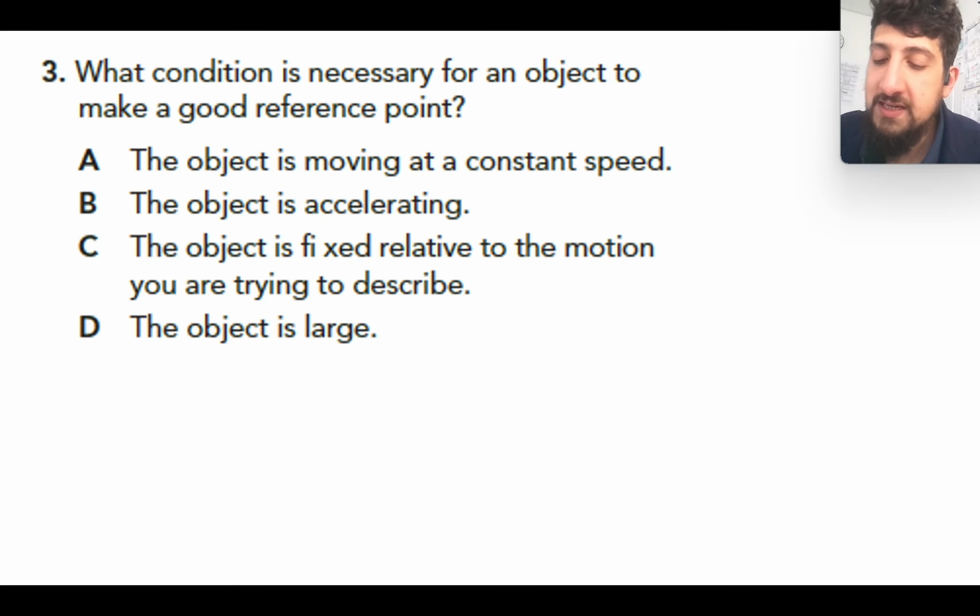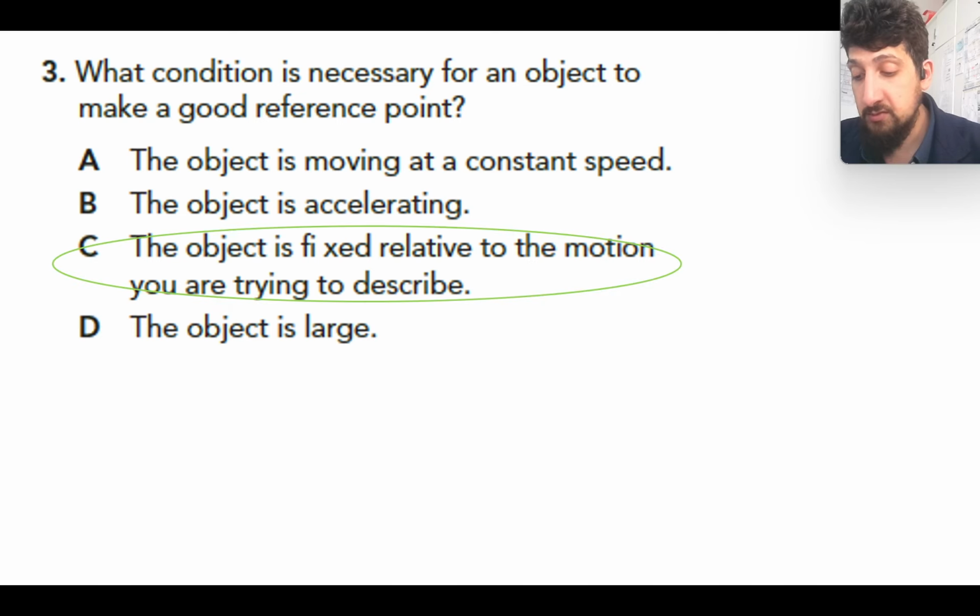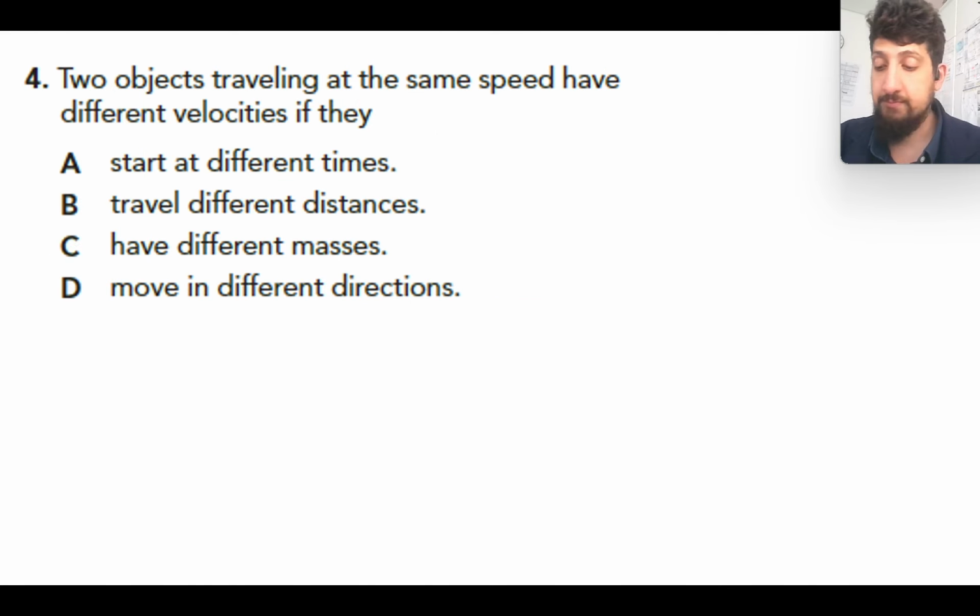What condition is necessary for an object to make a good reference point? Remember, a reference point is a point that doesn't move. So it has to be fixed, an object that is fixed relative to the motion you are trying to describe. Absolutely essential that the object is not moving to make a good reference point.